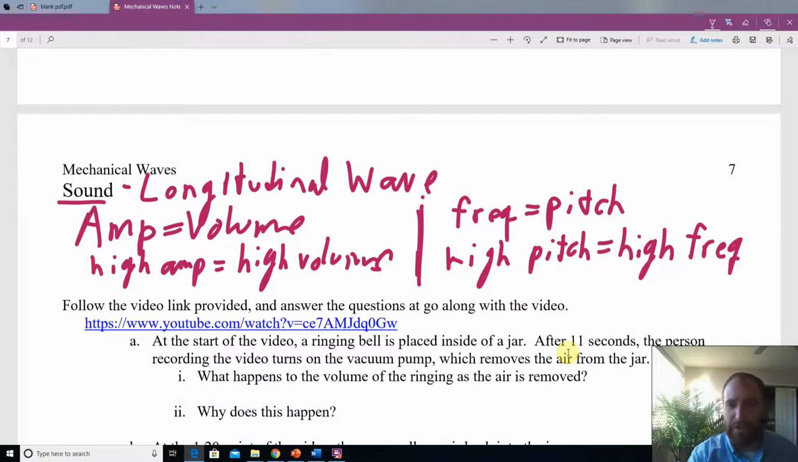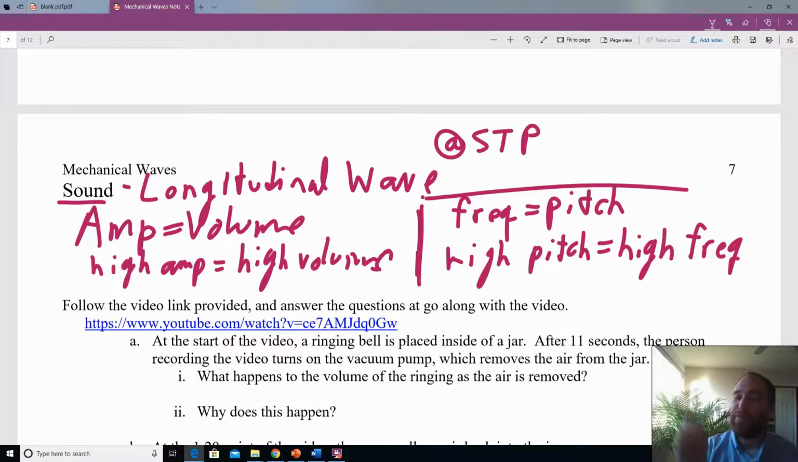Yeah, that's almost everything. The last little bit I have to add is the speed of sound. The speed of sound is affected by the temperature and pressure of the air. At STP, which maybe you remember from chemistry, standard temperature and pressure, the speed of sound is 331 meters per second.